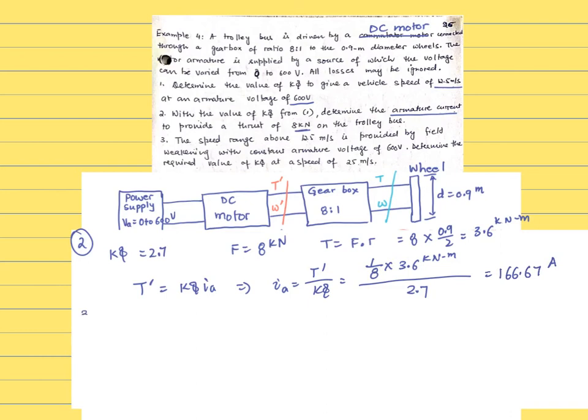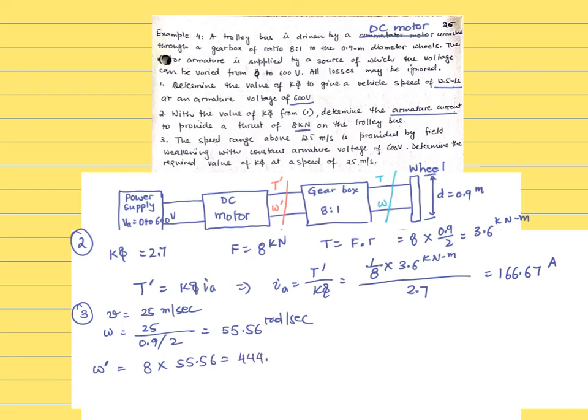So now we need V as 25 meters per second. First of all, let's see what is omega. So it's going to be 25 divided by R, which gives you a speed of 55.56 radians per second. And let's bring it to the motor side, which is omega prime, so 8 times, and that's going to give you 444.44 radians per second.